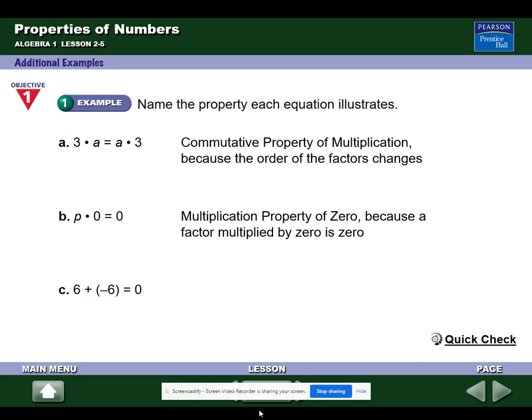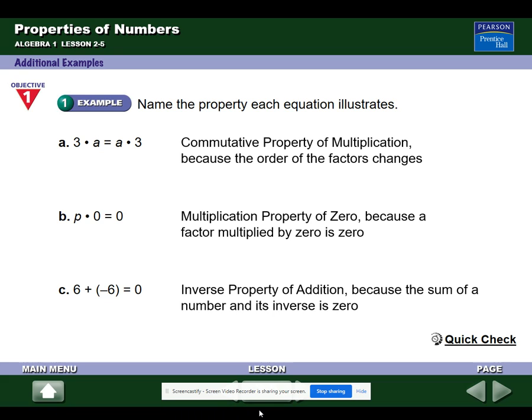What about when we add 6 to -6 to get 0? That would be the identity property of addition. No, excuse me, not identity, inverse property of addition. 0 is the identity. 6 plus -6 takes you back to the identity. But that is the inverse property.